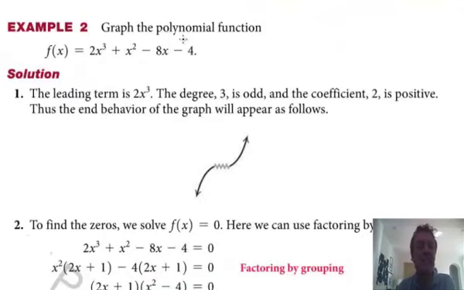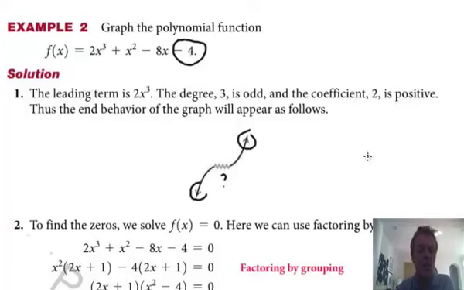Graph this. Well, I tend to look at this straight away. I can see it's got a y-intercept of negative 4. Why not get that out of the way first? Now, positive 2x cubed, so positive x cubed. End behavior: rises to the right, falls to the left. What happens in between? We don't know.